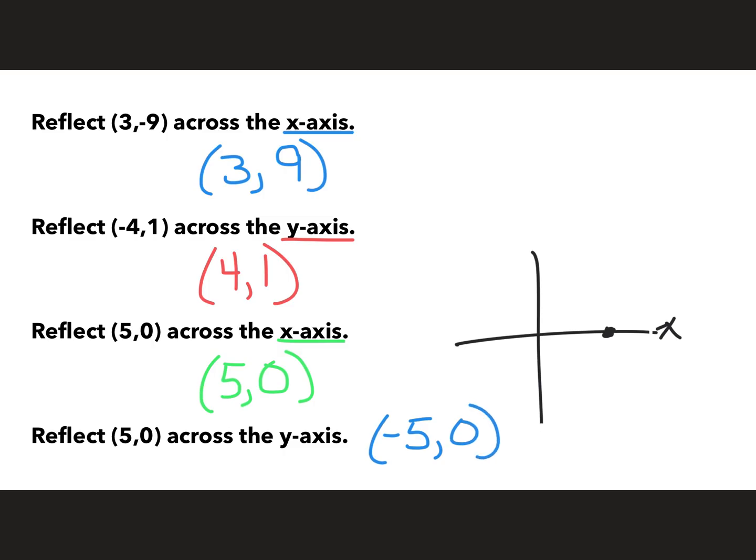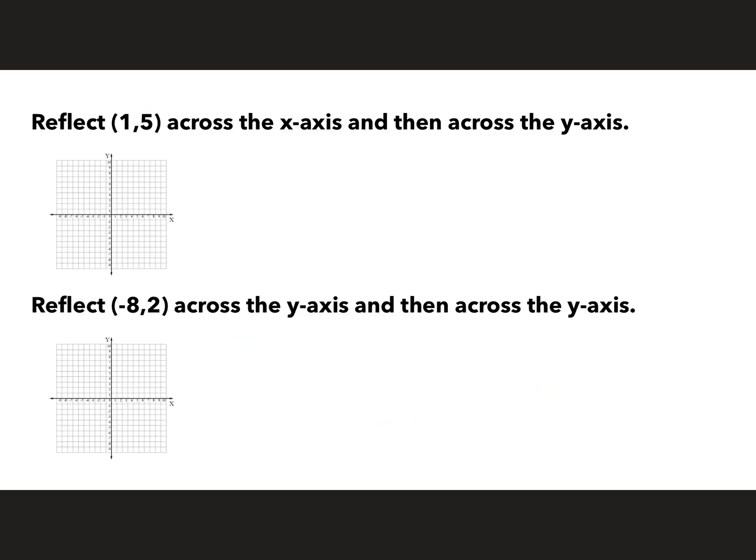Okay, let's do 2 more. The first one says reflect 1, 5 across the x-axis and then across the y-axis. Let's kind of talk about what that is. It's going to start here in quadrant 1, and then it's going to go across the x-axis. So it's going to actually end up in quadrant 4, but then it's going to cross the y-axis, and so it's going to be in quadrant 3. And so I'm expecting numbers that are going to be negative. Well, let's see what happens.